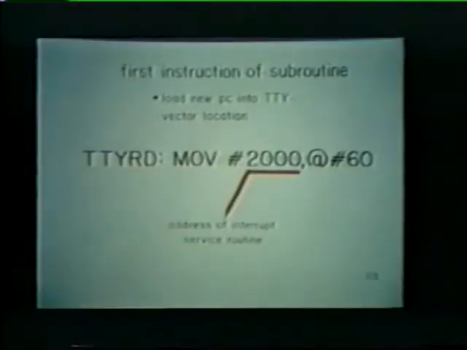The first instruction of the subroutine loads the starting address of the interrupt service routine into memory location 60, the teletype interrupt vector address. The identifying label of the subroutine, TTYRD, accompanies the instruction. In our example, we're using 2000 as the starting address of the interrupt service routine. When the interrupt occurs, the peripheral places address 60 on the Unibus data lines. The CPU goes to this address, reads the contents, 2000 in this case, and places it in the PC. Computer operation then continues with the execution of the instruction stored at this new PC address.